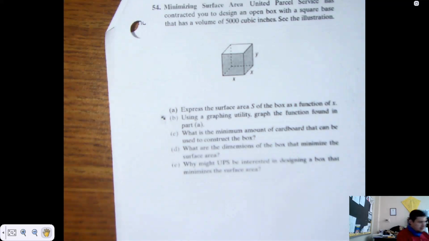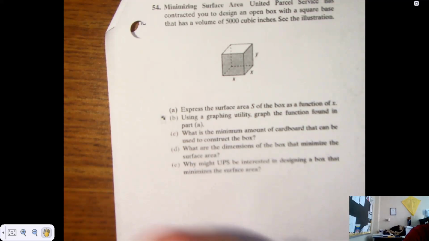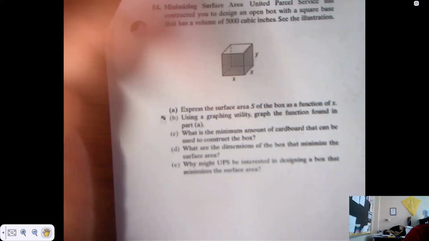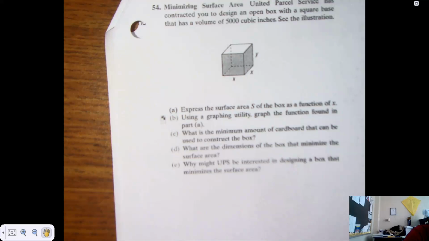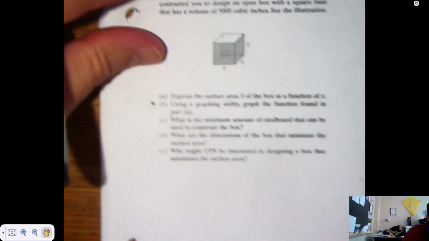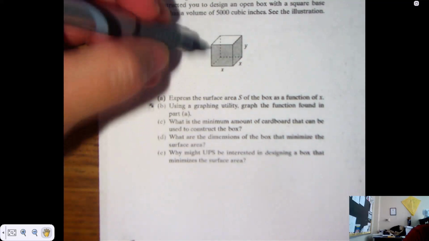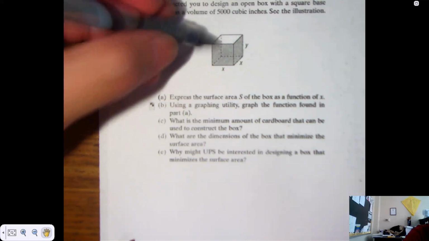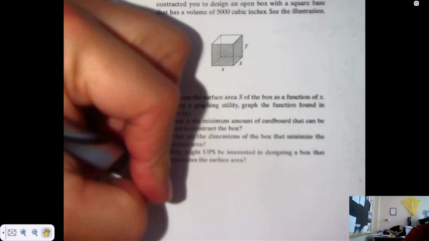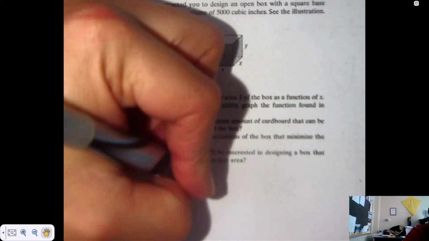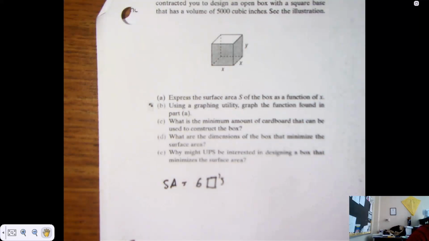Oh, we got ourselves not even really a word problem. The surface area of a UPS box. UPS contracts you to design an open box with a square base that has a volume of 5,000 cubic inches. Express the area S of the box as a function of x. So how many faces does this box have? It has 6 faces. So your surface area, first off, you've got to realize it's 6 squares. Right?